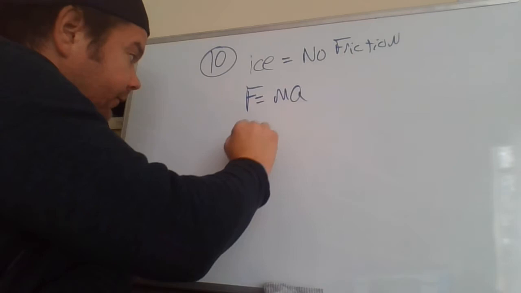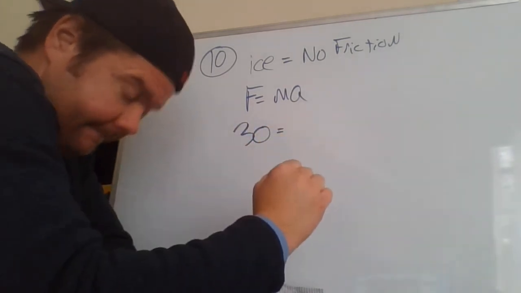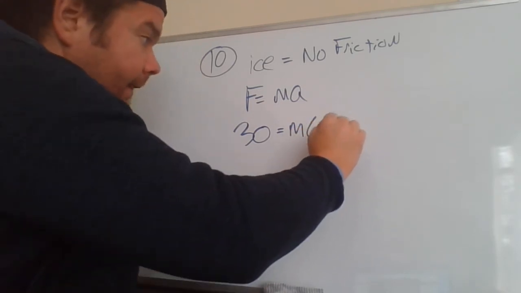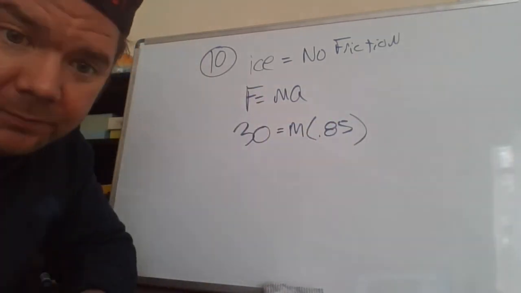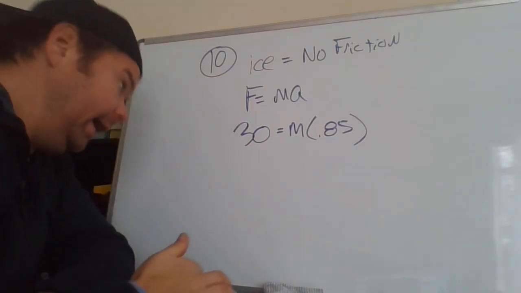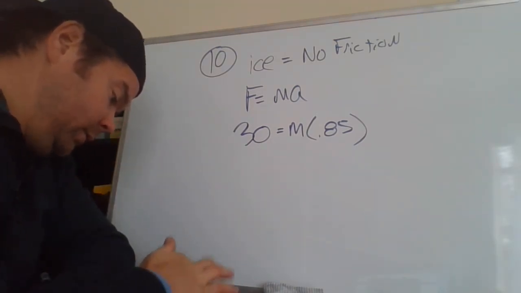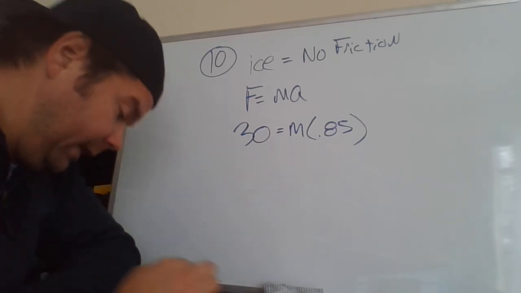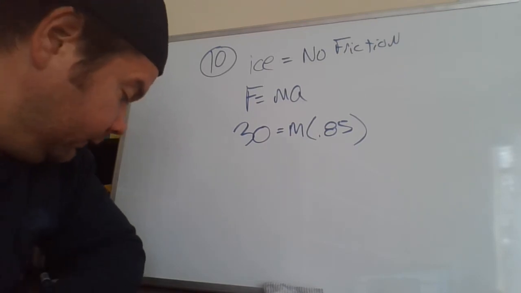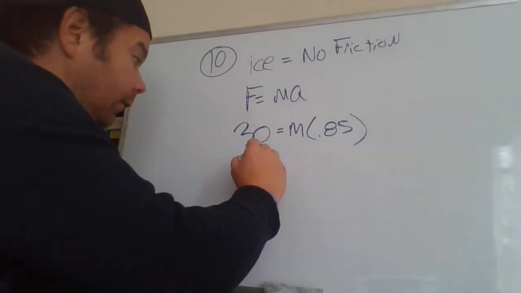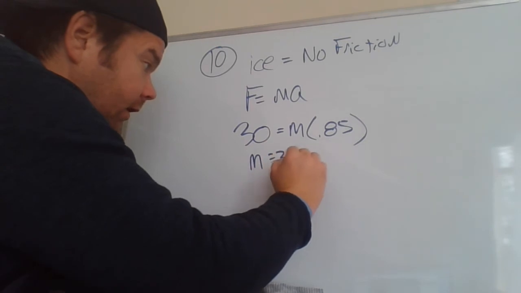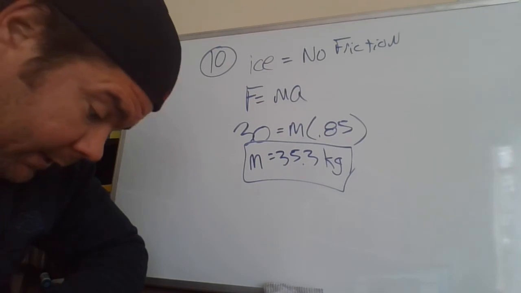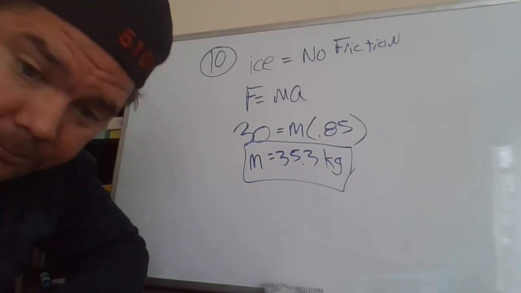We know force equals 30 newtons. M we don't know, but the acceleration is 0.85. Okay, divide both sides by 0.85, and we're going to get the mass that we're looking for. 30 divided by 0.85 is 35.3 kilograms. Mass equals 35.3 kilograms. All right. And yeah, I think that's it. That's a wrap for number 10.